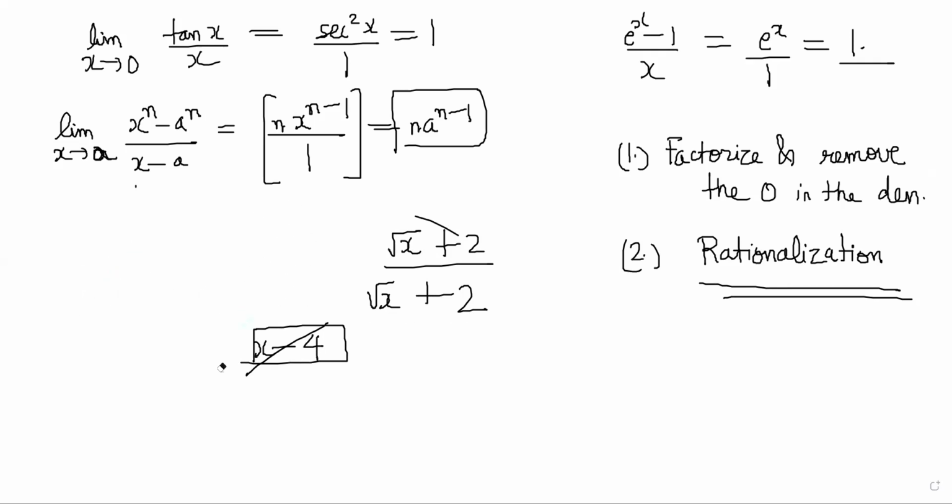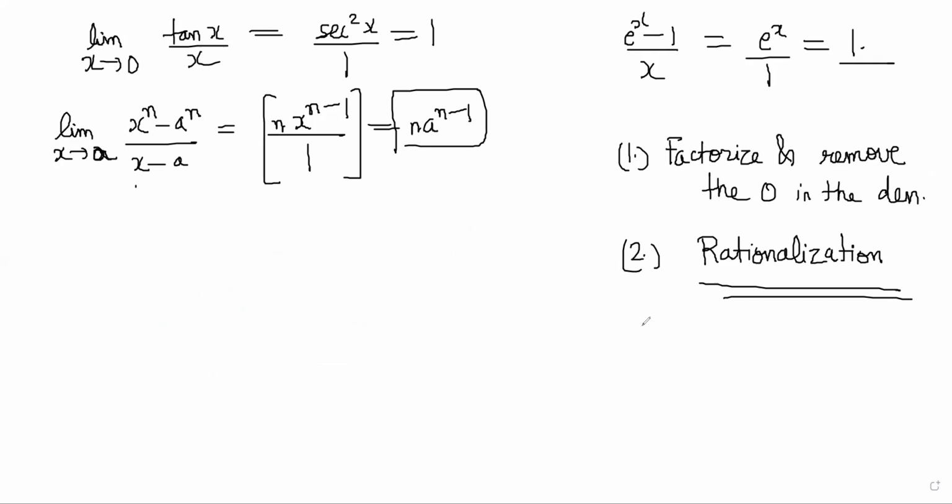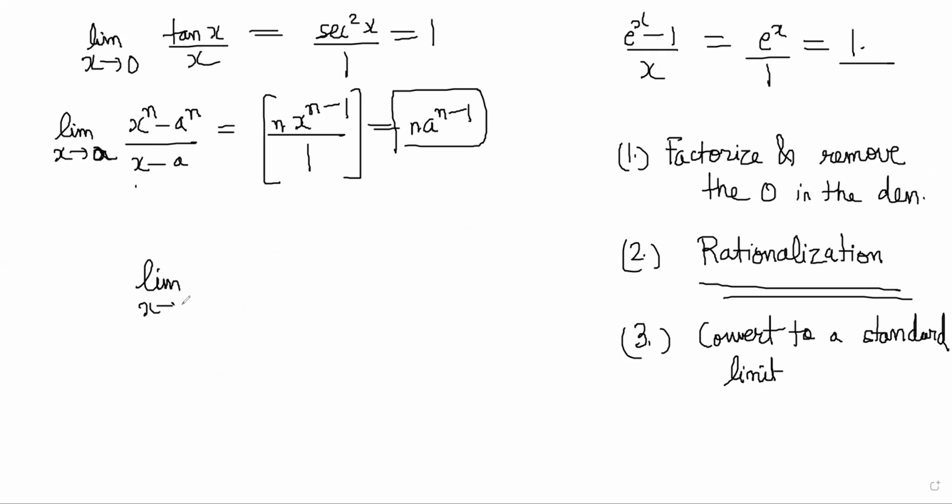Then the third method for us is to convert to a standard limit. Convert to a limit that you already know. You can see problems like, for example, the limit as x tends to 0 of sine 2x by 3x, right? Obviously it is not sine x by x, but it is very close to sine x by x. What you can easily do is sine 2x by 2x into 3 by 2, right?